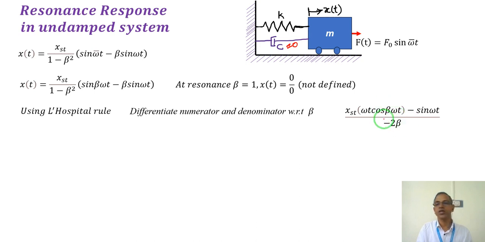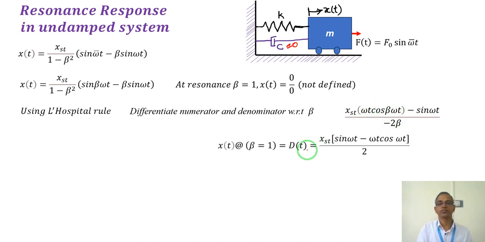Substituting beta equal to 1 here, what do we get? x of t will become xst into sin omega t minus omega t cos omega t, by 2. That is the response at resonance. We call it d of t, the response at resonance.